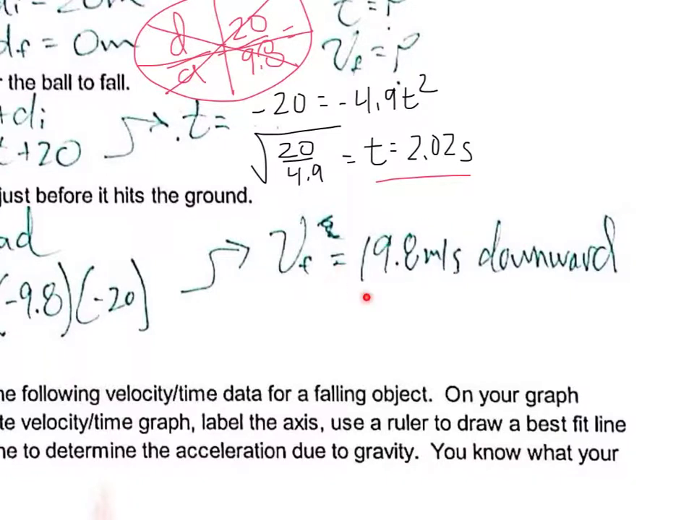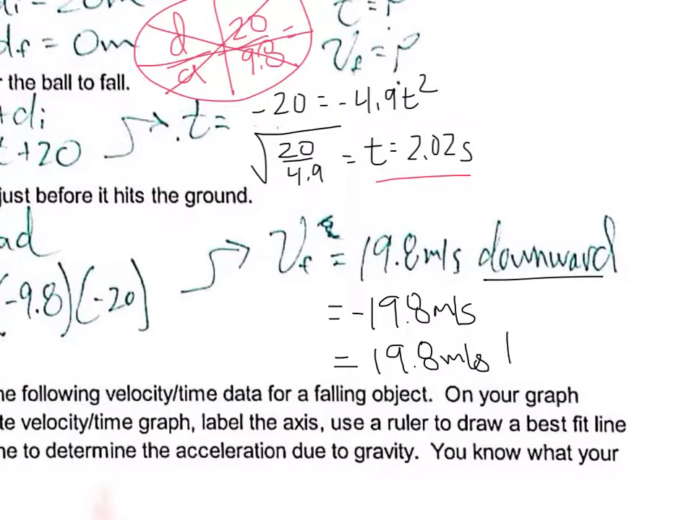Solving gives something like this. So if you had your answer as negative 19.8 meters per second, that would be perfect. If you said downward, that would be perfect. You could also say 19.8 meters per second and then just an arrow indicating it's moving downward. But to simply say 19.8 meters per second would not be correct because the direction is downward.